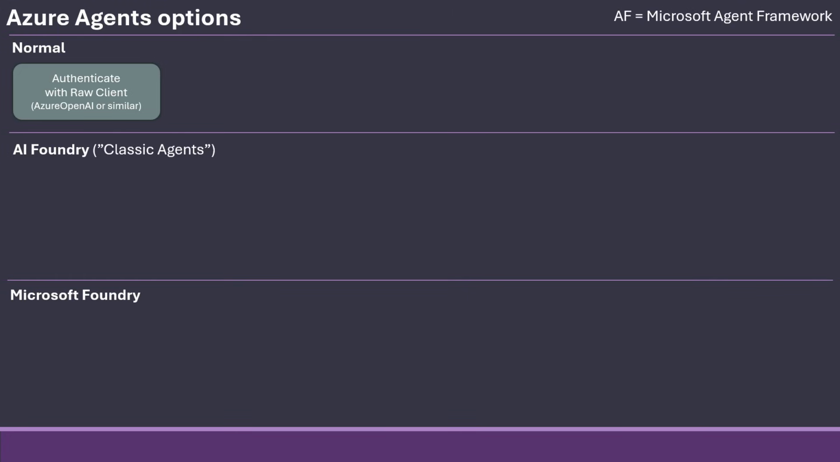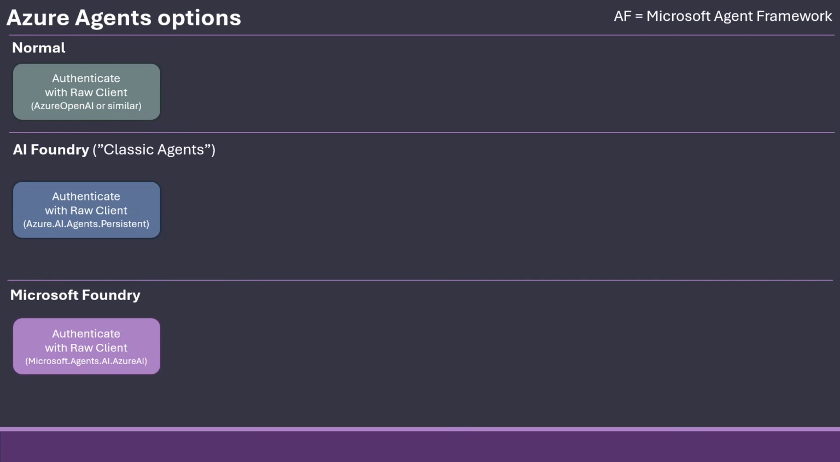So when you make a new agent, you of course just take the raw client, Azure OpenAI or OpenAI or similar. You do something similar in AI Foundry, but you do it using the azure.ai.agents.persistent NuGet package instead. And now in Microsoft Foundry, they have made yet another package. In this case, it's Microsoft Agents AI Azure AI. So far, nothing special. AI Foundry and Microsoft Foundry need to do it using role-based access control, so you don't have an API key, while you can choose one in normal systems.